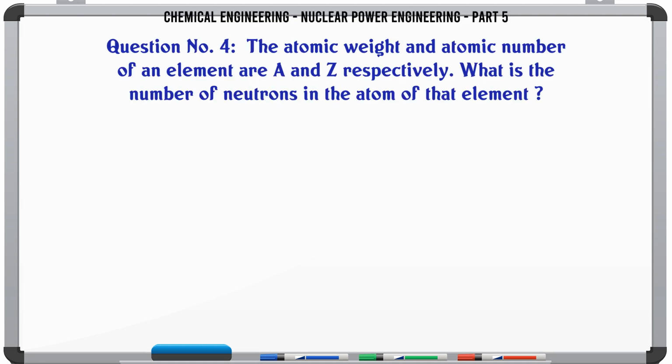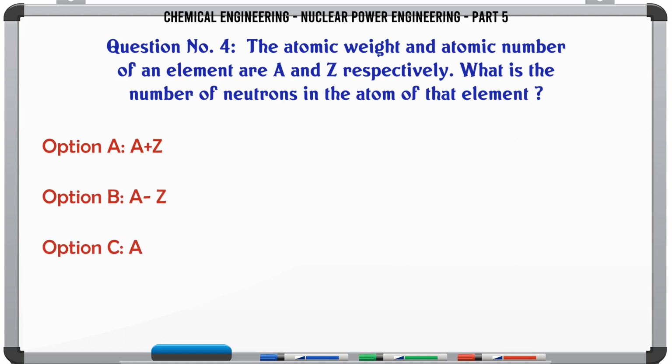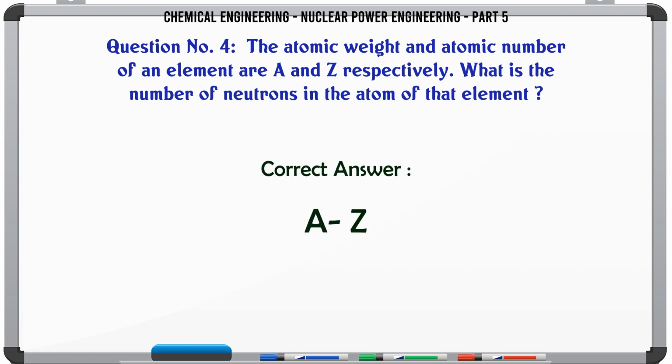The atomic weight and atomic number of an element are A and Z respectively. What is the number of neutrons in the atom of that element? A, A minus Z; B, A plus Z; C, A; D, Z. The correct answer is A minus Z.